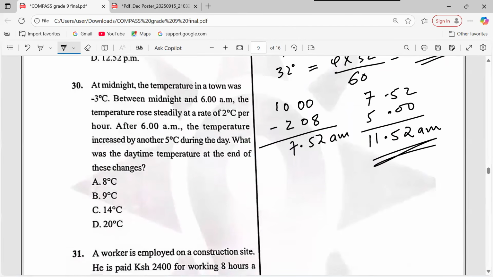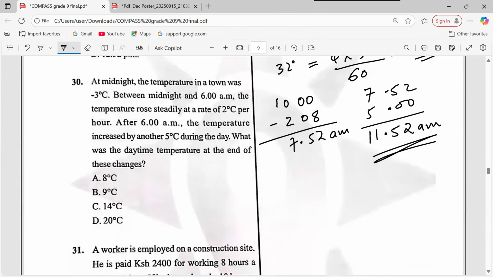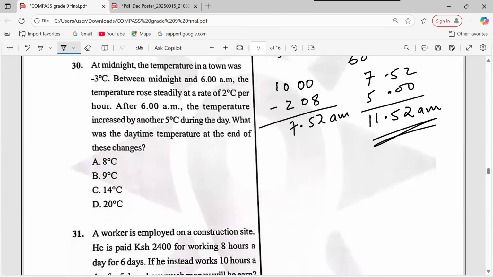Number 30. At midnight, the temperature in a town was -3 degrees Celsius. Between midnight and 6 a.m., the temperature rose steadily at a rate of 2 degrees Celsius per hour. After 6 a.m., the temperature increased by another 5 degrees Celsius during the day. What was the daytime temperature at the end of these changes?